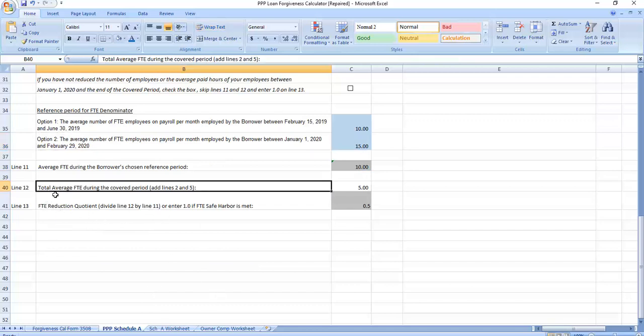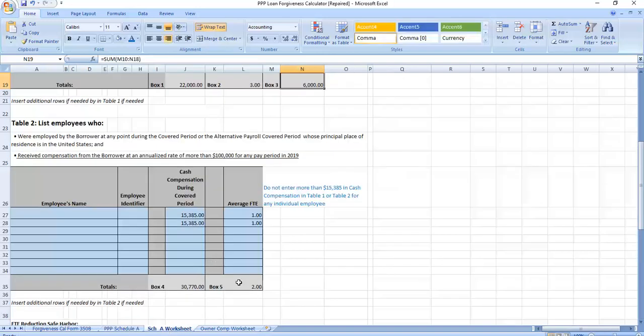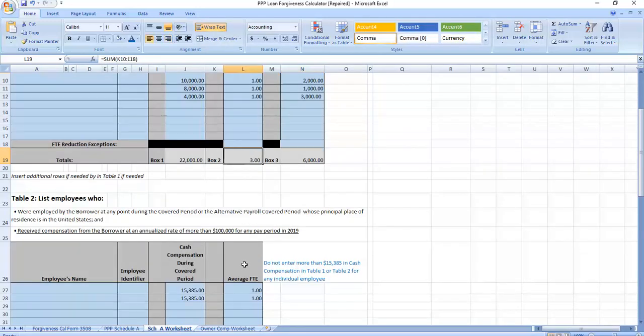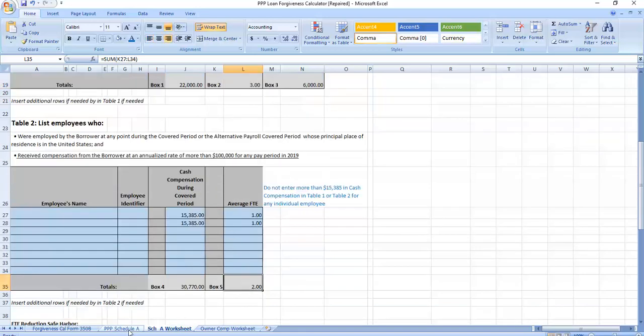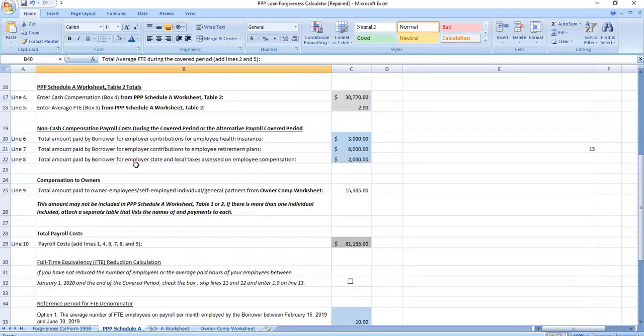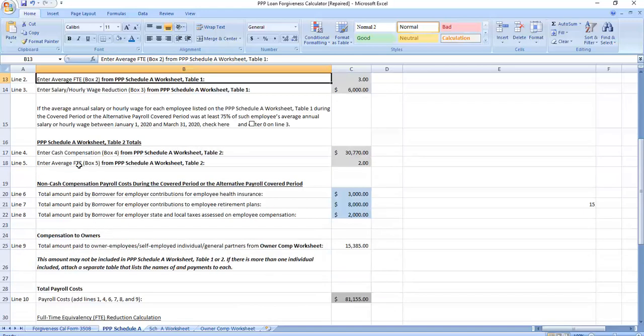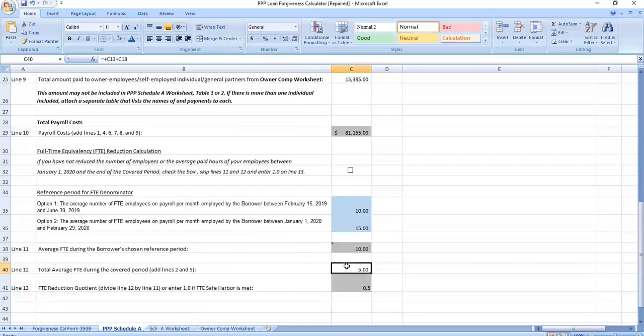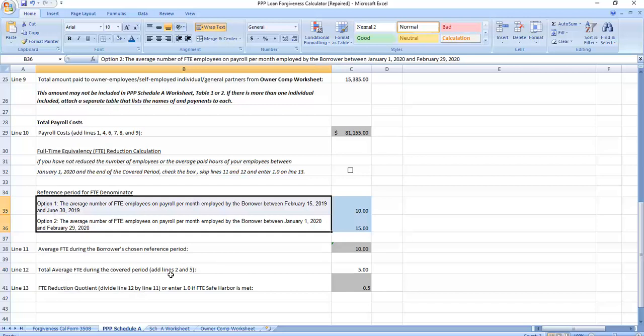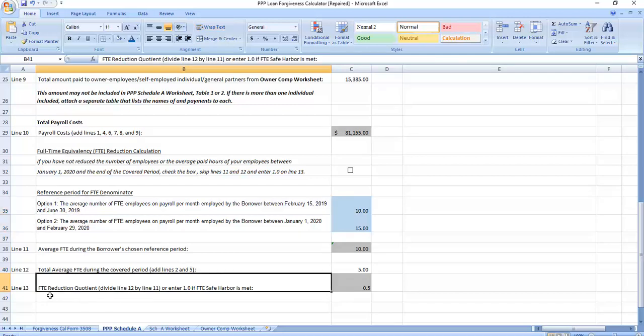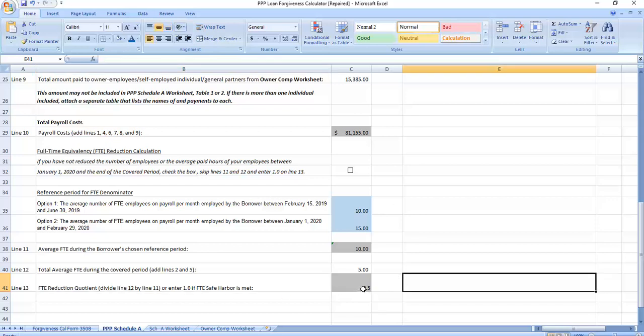Before that, let's also look at total average full-time employee during the covered period. So what are the covered periods? This is coming from our boxes here, box 3, box 2, and box 5. So this is coming from lines 2 and 5, line 2 and line 5. So they're totally 5. With this calculation here and looking at the ratio here, we are getting an FTE reduction quotient of 0.5. Now let's go to the main form and see how this all plays out.